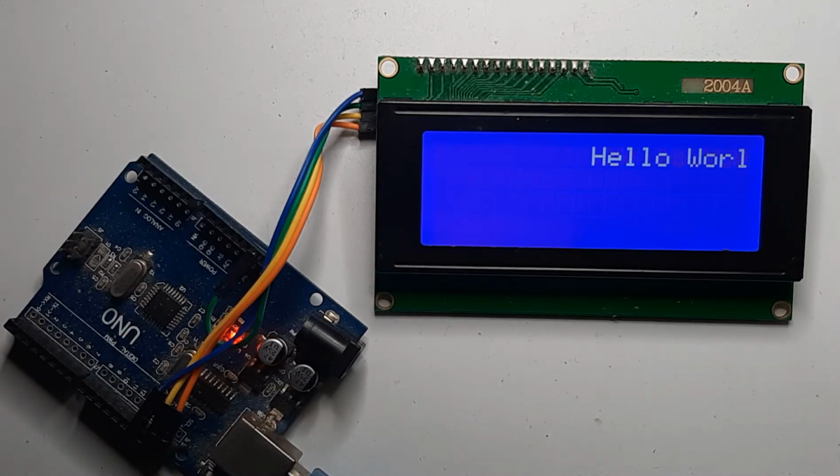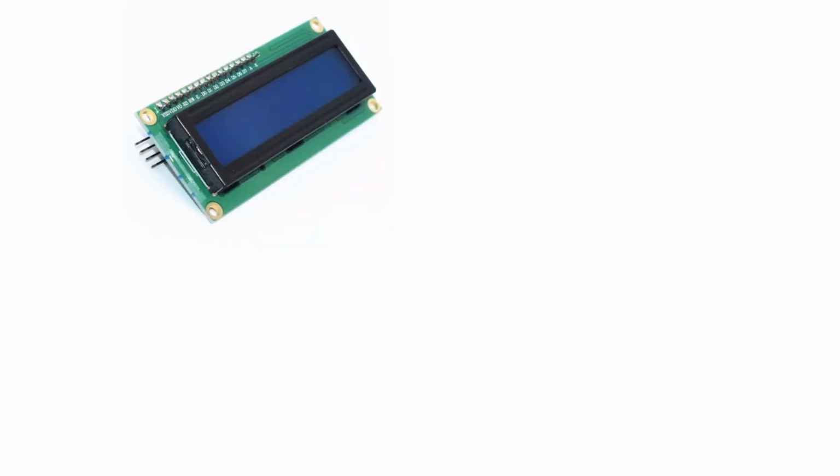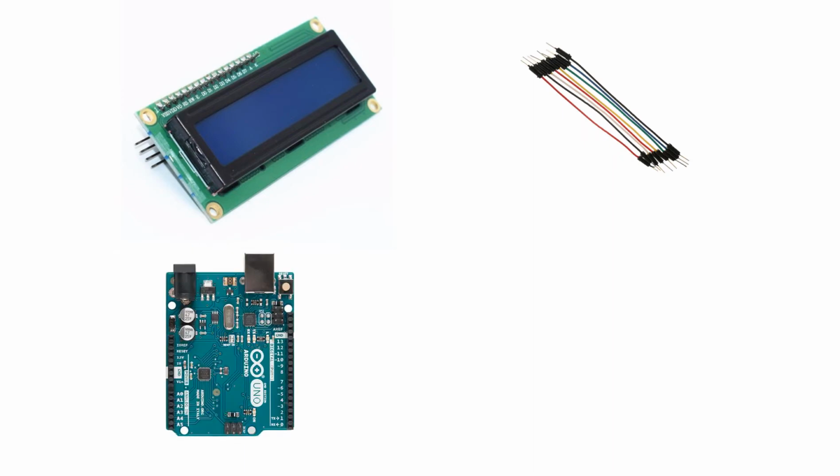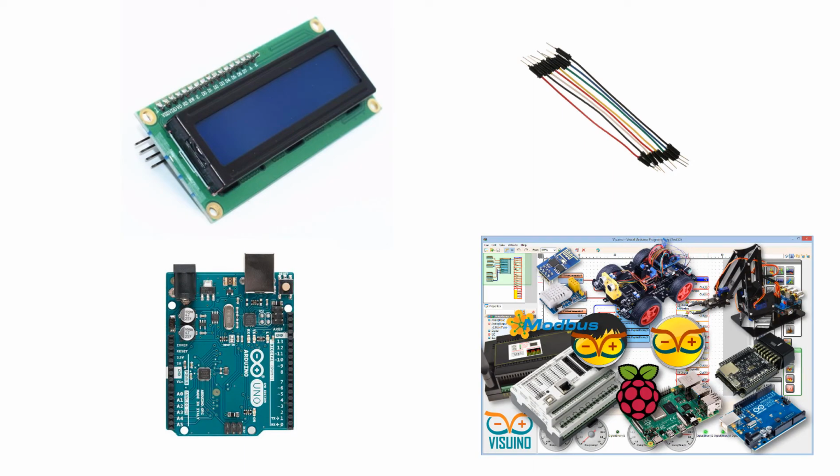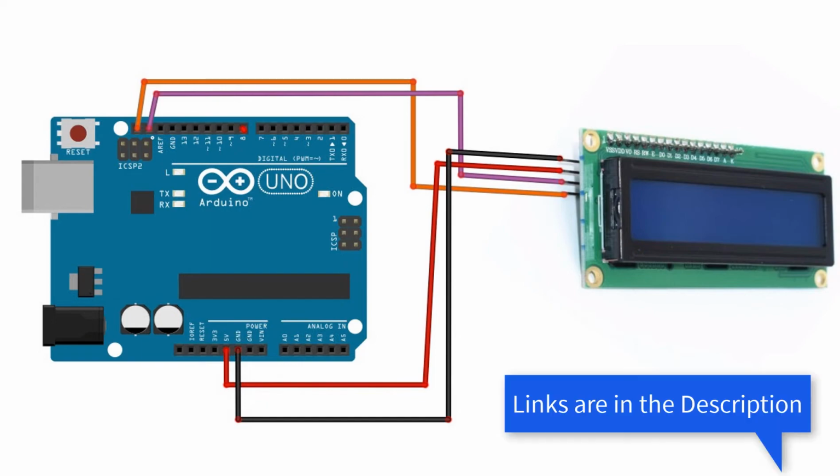Hello! In this tutorial we are going to explore how to scroll a text on the I2C liquid crystal display. For this project you will need a liquid crystal I2C display, some jumper wires, Arduino board and Visuino program. Wire everything according to this schematic.